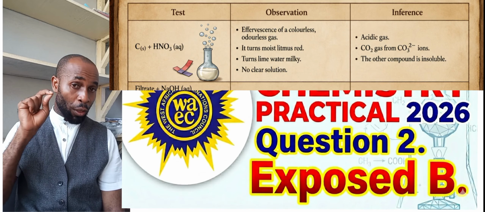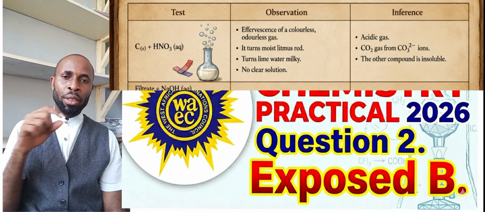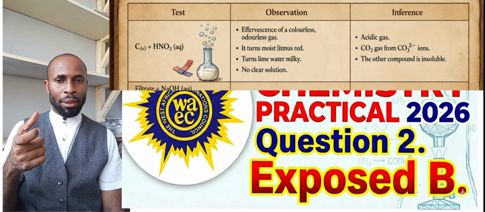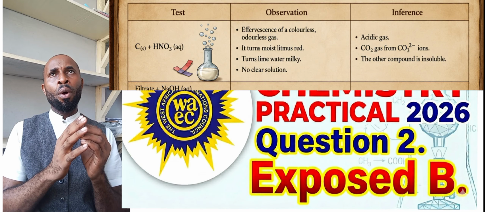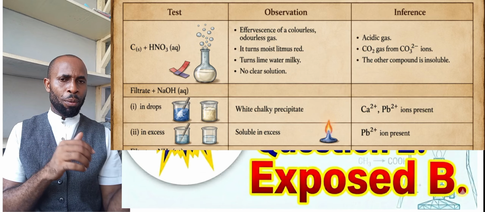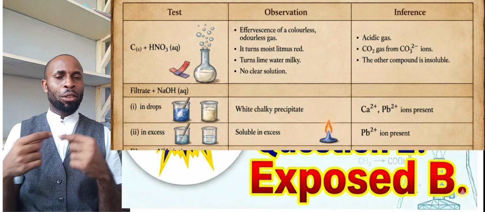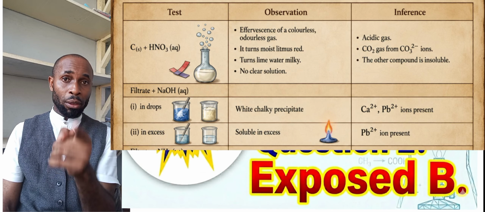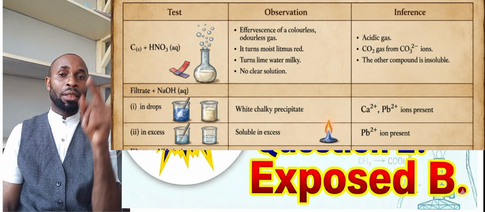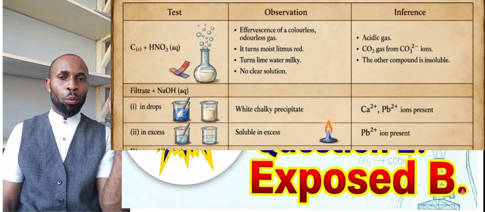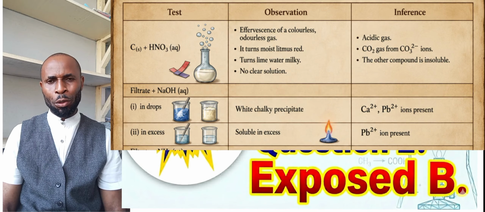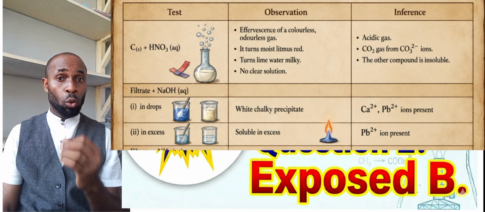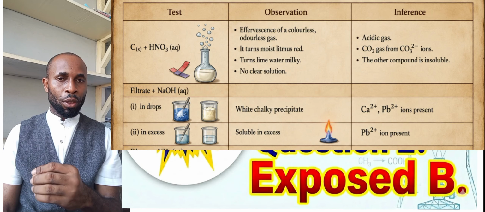For the filtrate now, what we need to do is add sodium hydroxide in drops and in excess. The observation in drops is going to give us a white chalky precipitate, but in excess it is going to be soluble. In that white chalky precipitate, the ions we are expecting are calcium 2+ and lead 2+. That is Ca2+ and Pb2+. To my students, I call it CaPb. So that is what we use to know a white chalky precipitate.